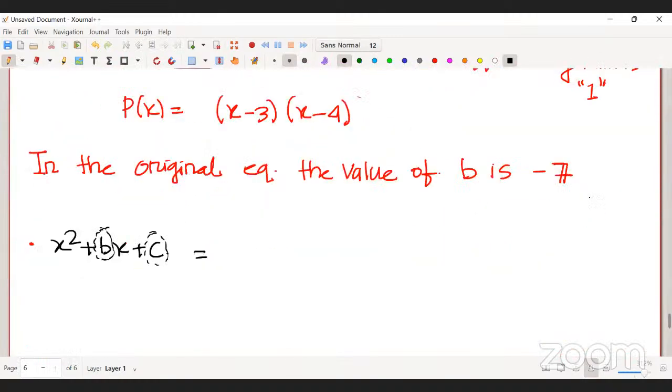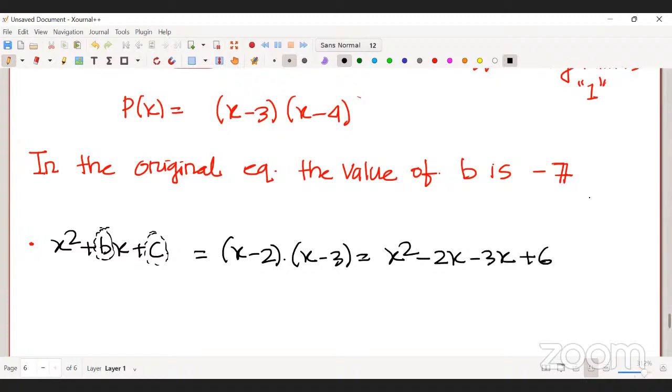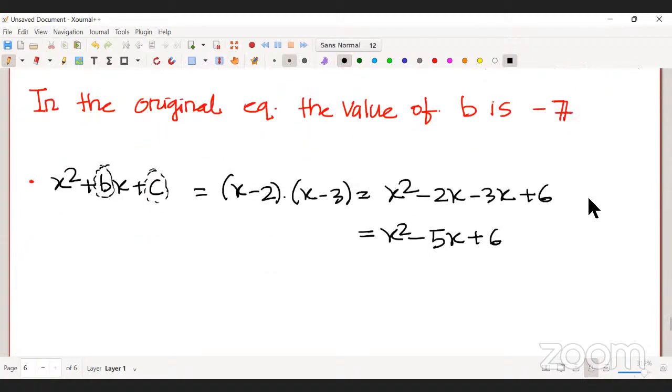That means this is nothing but (x - 2)(x - 3), which is x square minus 2x minus 3x plus 6, which is nothing but x square minus 5x plus 6. And Hina made a mistake in writing down the value of b. That means this value of b in the original one is different from this one. But in the original one, the value of c is the same as this one.